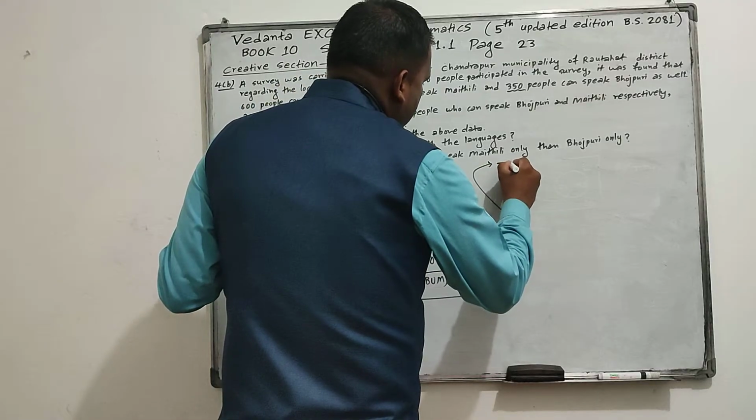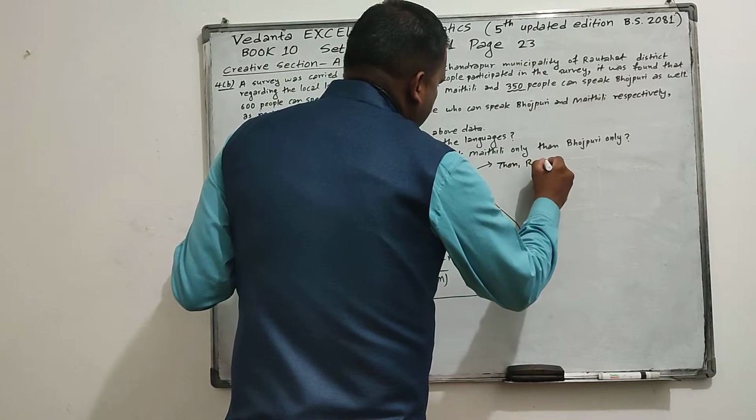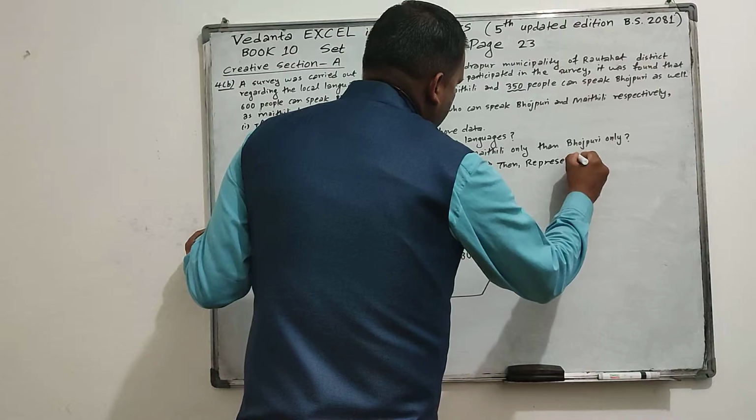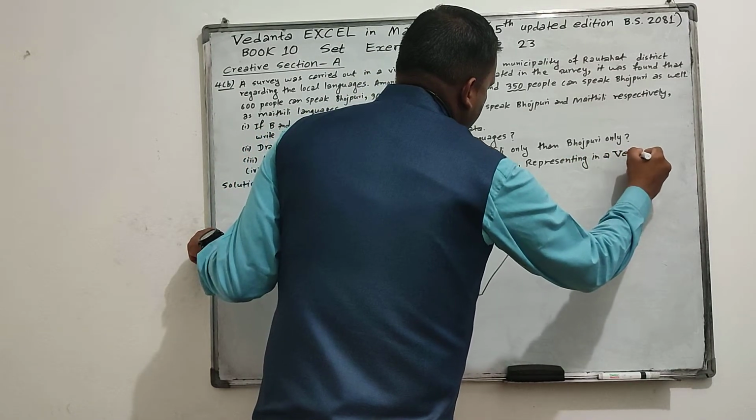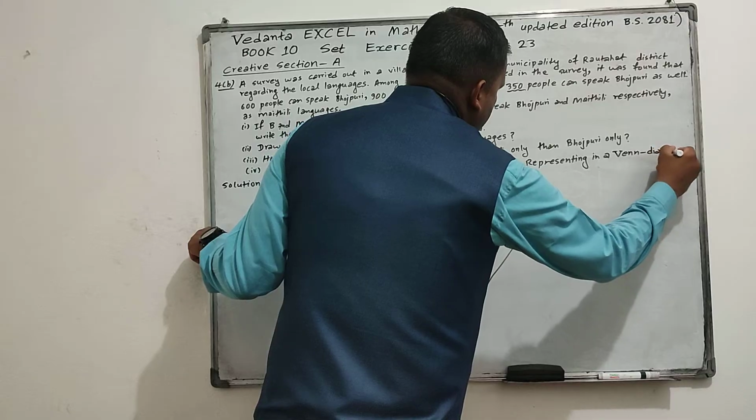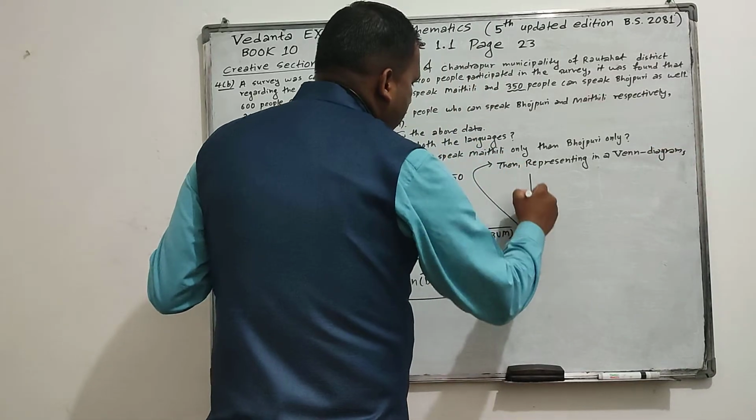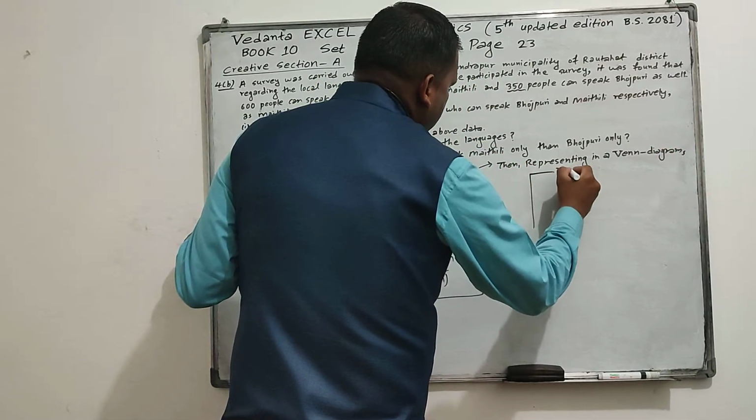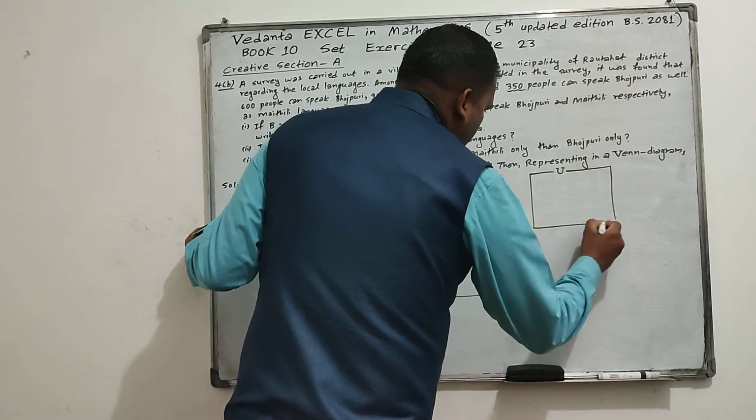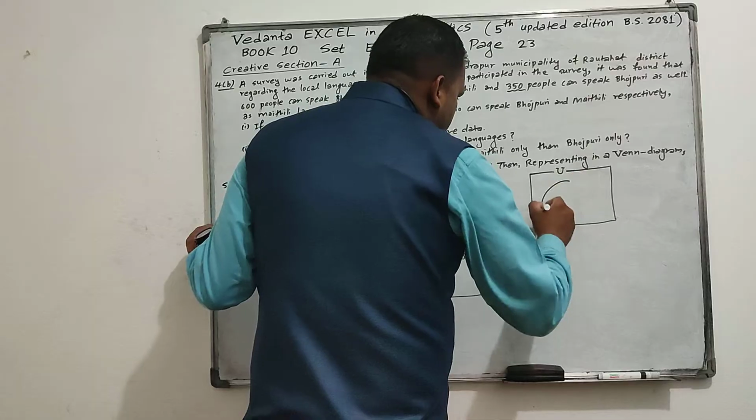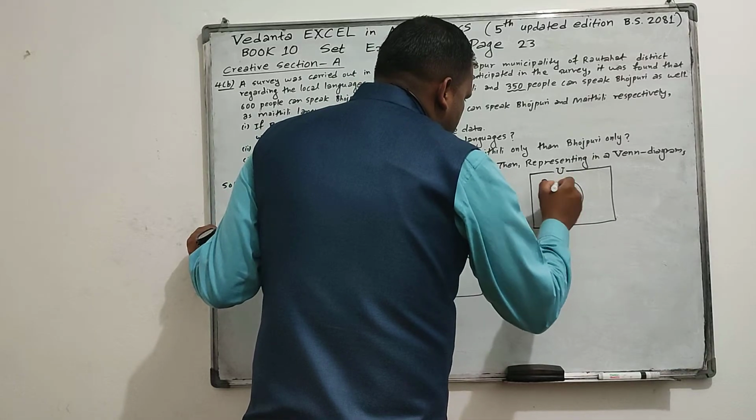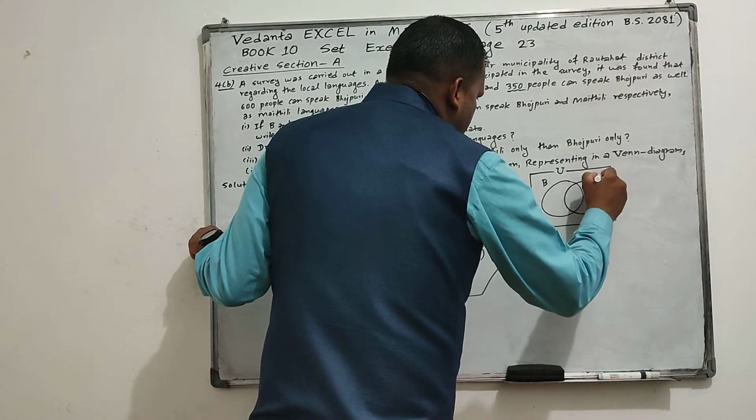Then, representing in our Venn diagram, here U, then two subsets of U are B and M. B for Bhojpuri, M for Maithili.